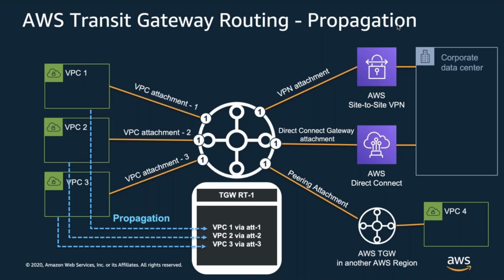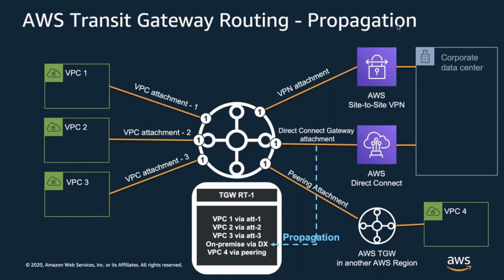So now route table 1 has all the information about those VPCs, and any attachment using that route table will be able to get to those VPCs. Same goes for Direct Connect and VPN. These can get propagated into the route table. But for peering attachments, today, we only support static routing. So you have to configure static routes to specify what's on the other side of that peering, what's on the other side of that Transit Gateway. However, long term, we are looking at potentially making this dynamic.